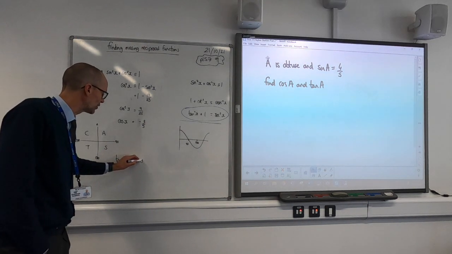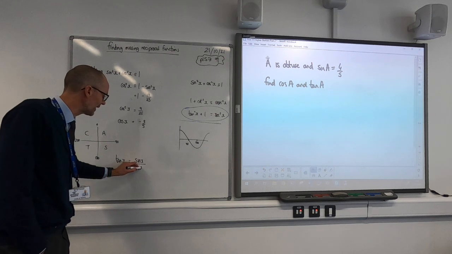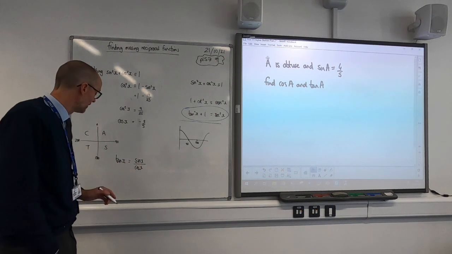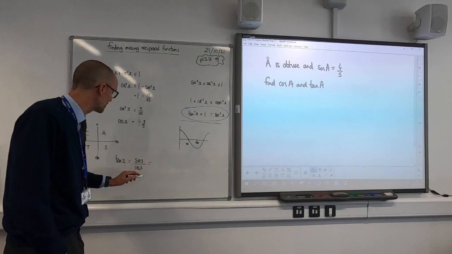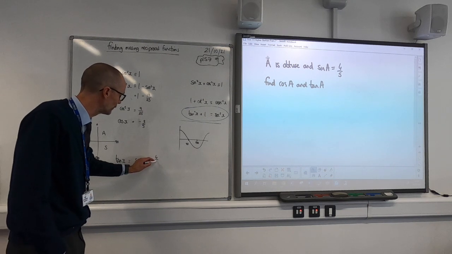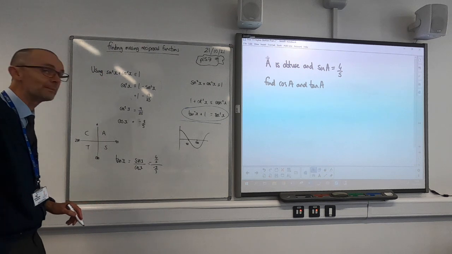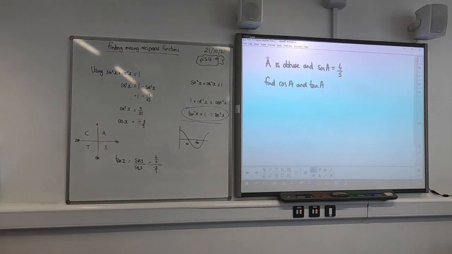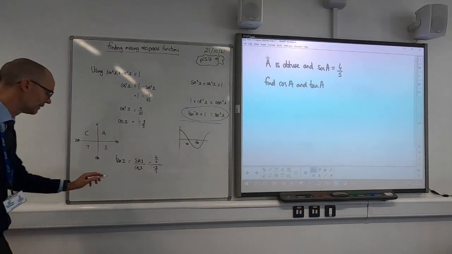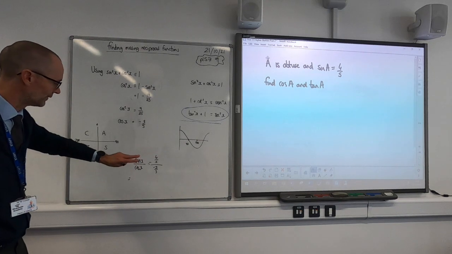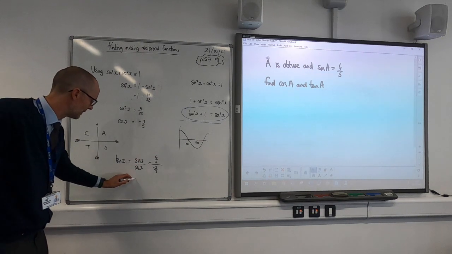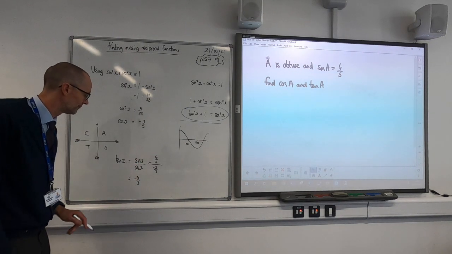Which we've so far just used in algebra, but we can actually use it with numbers. So the tan of this angle is the sine of the angle, which we've just worked out is 4/5, divided by the cos of the angle, which we've just worked out is minus 3/5. So that's going to give us minus 4/3.